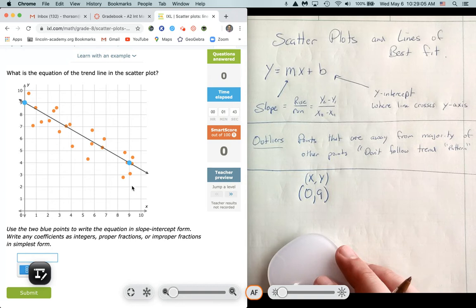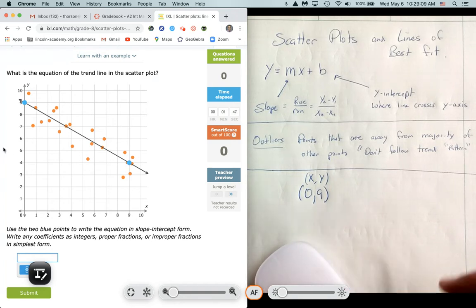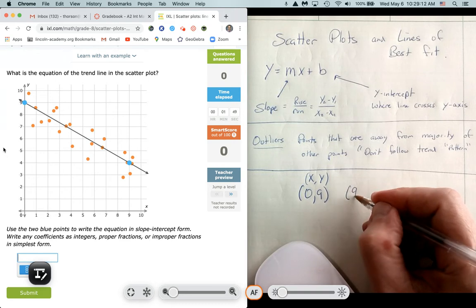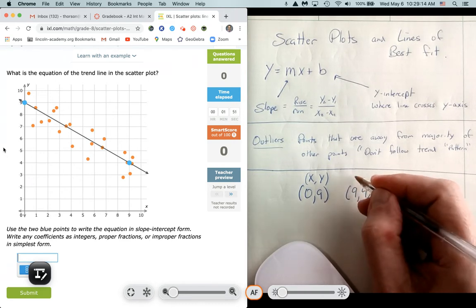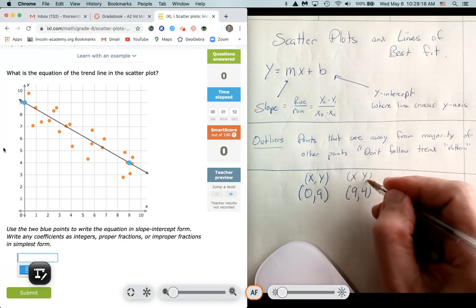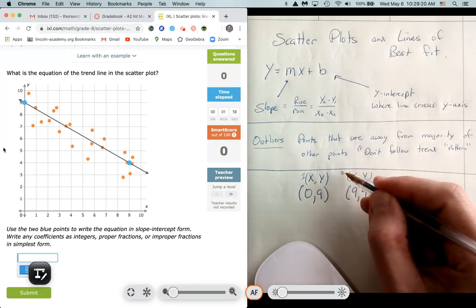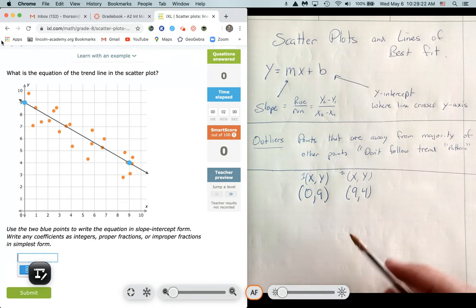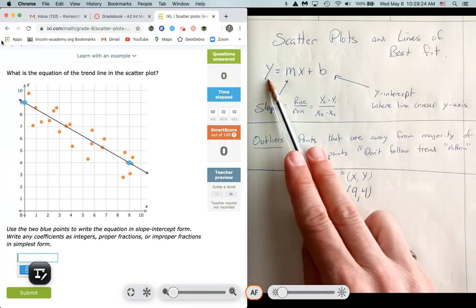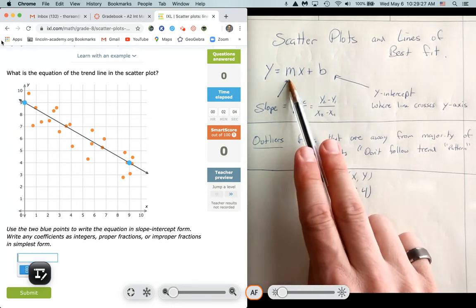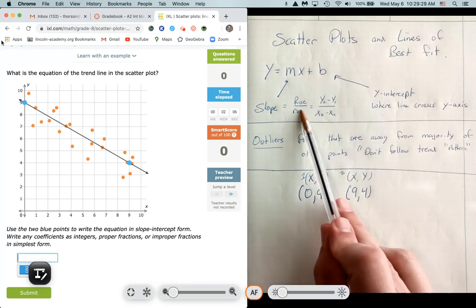This point here has an x value of 9 and a y value of 4. So an x value of 9 and a y value of 4. Again, x and y. And then again, if you want to, you can say this is your first point and this is your second point. So when you go to find the slope, because that's the first step in writing the equation, is finding this slope, which is the rise over the run.